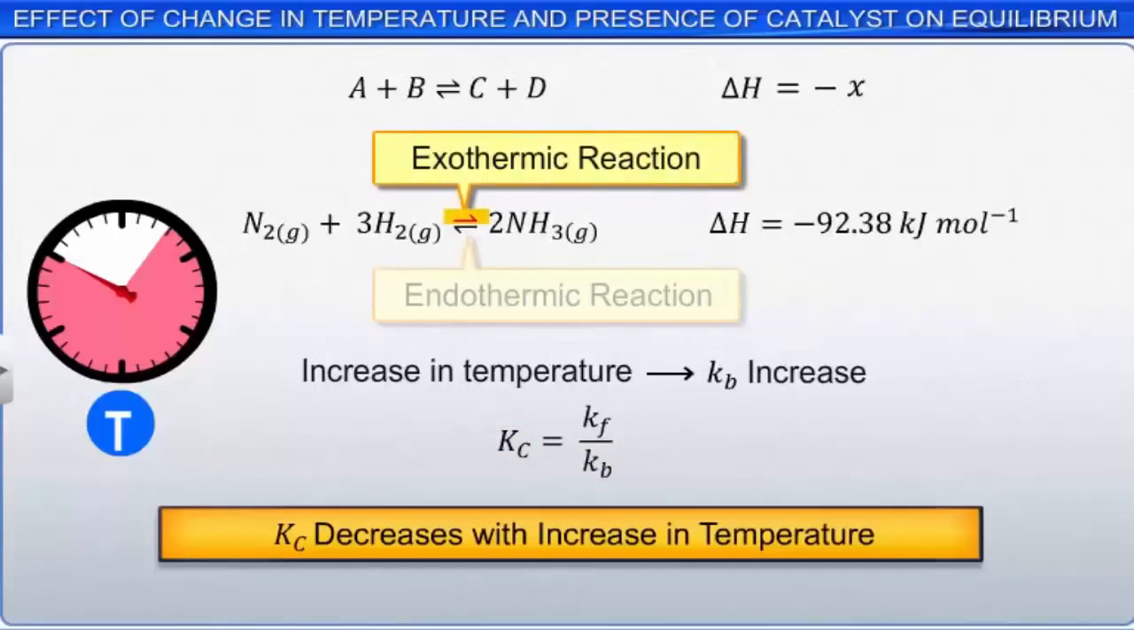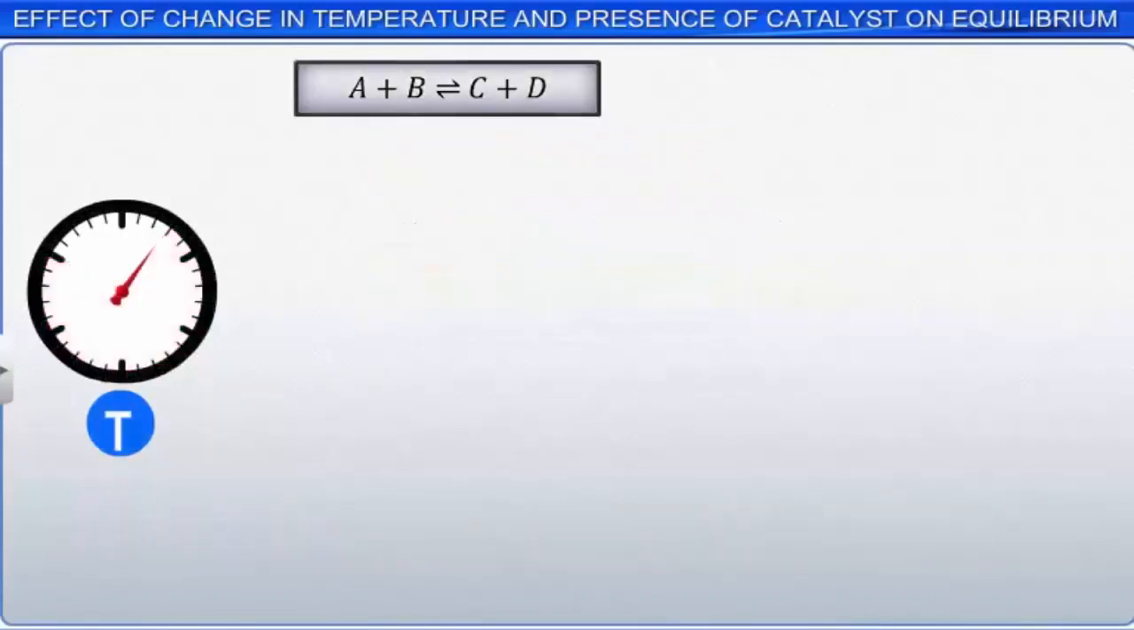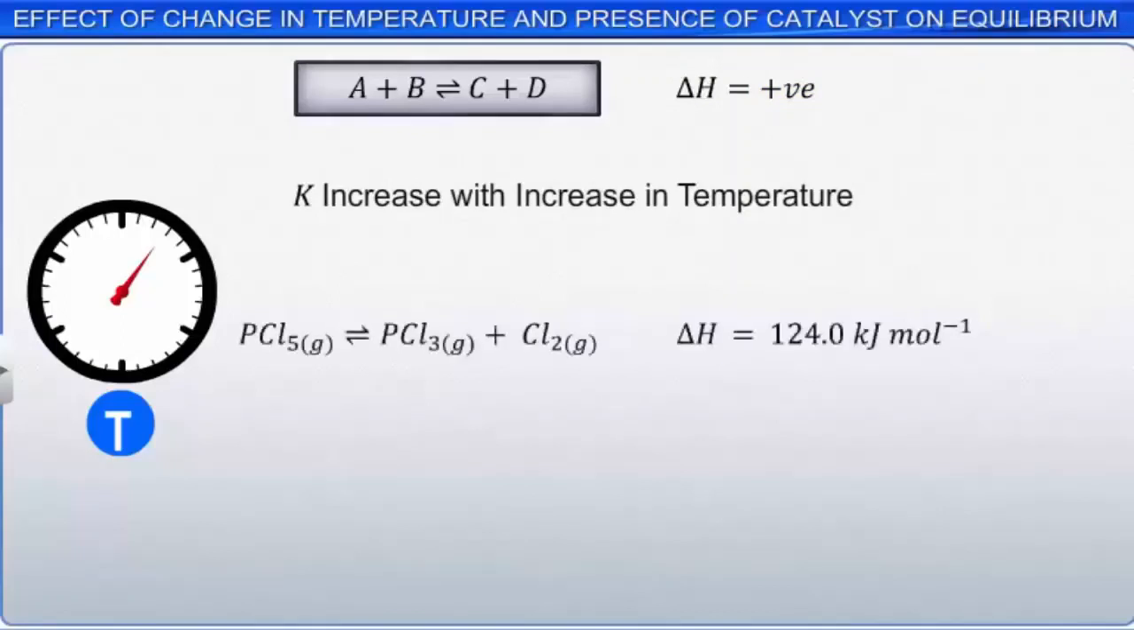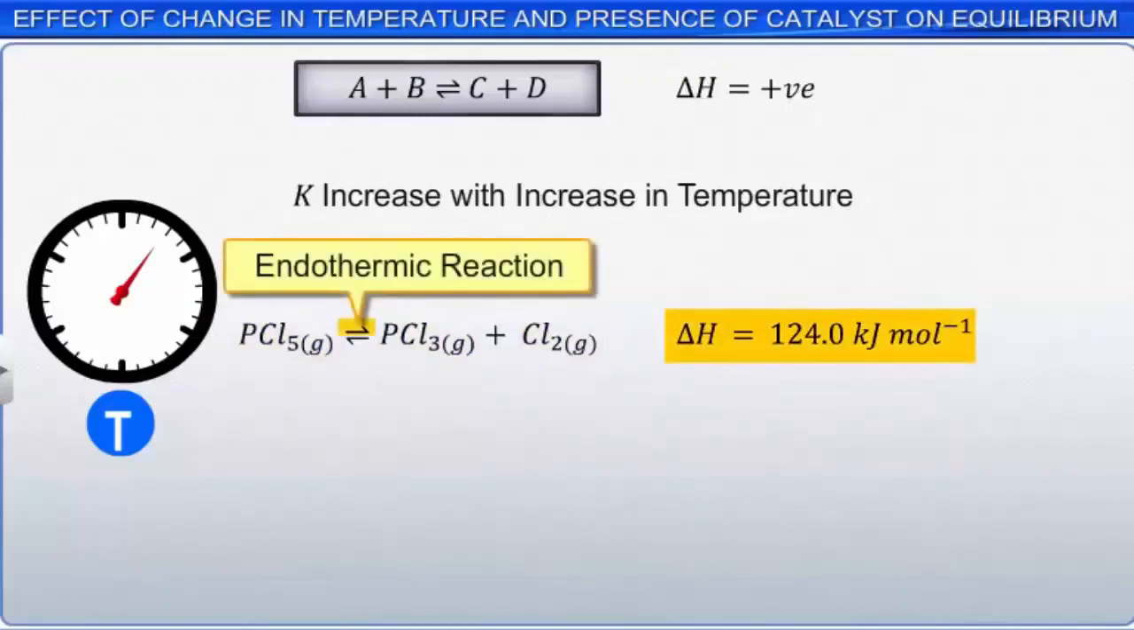Equilibria in which the forward reaction is endothermic, that is, where the enthalpy change is positive, have equilibrium constants that increase with an increase in temperature. Consider the gas phase reaction of the decomposition of phosphorus pentachloride into phosphorus trichloride and chlorine. The positive enthalpy change for this reaction indicates the endothermic nature of the forward reaction. If the temperature for this reaction is raised, then the forward reaction of PCl5 dissociating into PCl3 and Cl2 occurs.